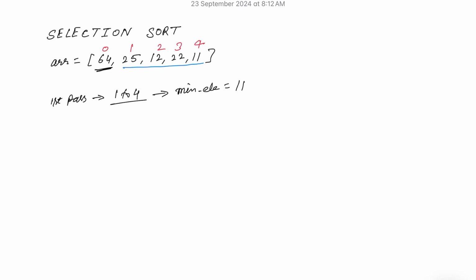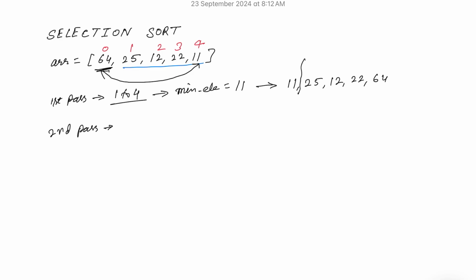So in that case, it will swap with this element, the current element. So after swapping, this will be 11, 25, 12, 22, 64. So this is now our updated array. So in the second pass, it will move from, we have to just neglect the first element.